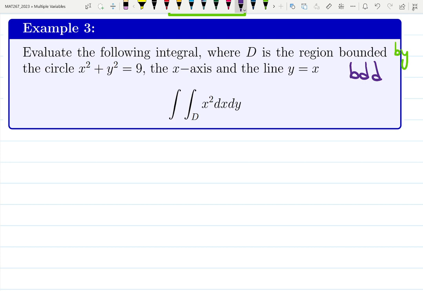And then they're given a circle. If you see the circle, if you see x squared, probably it's polar. Probably we should not use Cartesian coordinates.